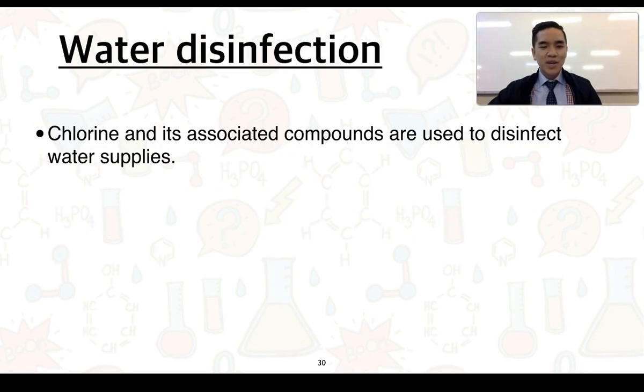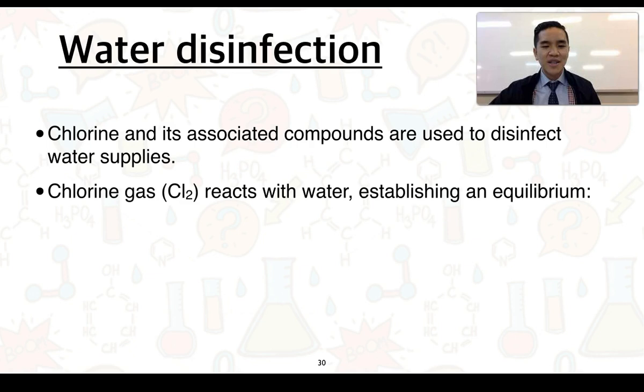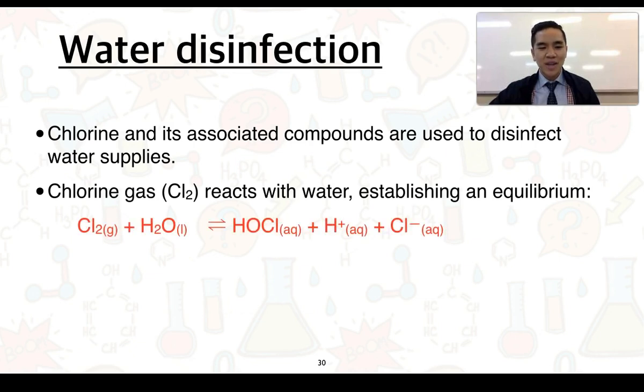Water disinfection is one of the last steps in producing potable water. This typically involves the use of chlorine and its associated compounds, such as chloramine, and these are used to help disinfect our water supplies. One way to do this is to inject chlorine gas into water. The chlorine gas reacts with water and it establishes an equilibrium. That's shown by this equilibrium process here.